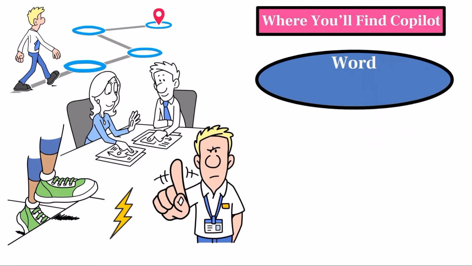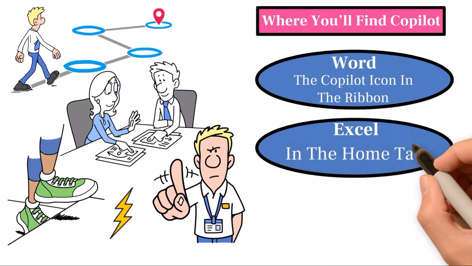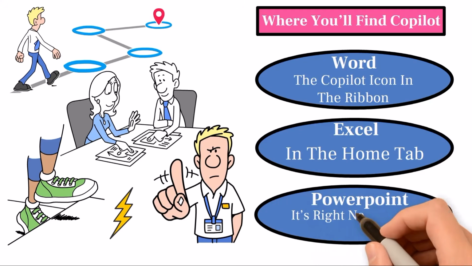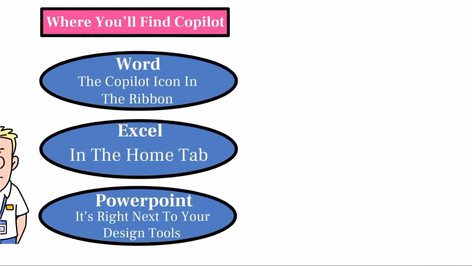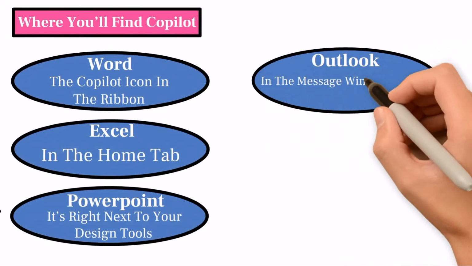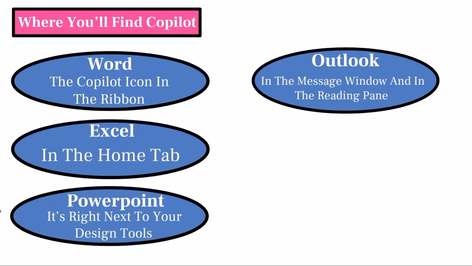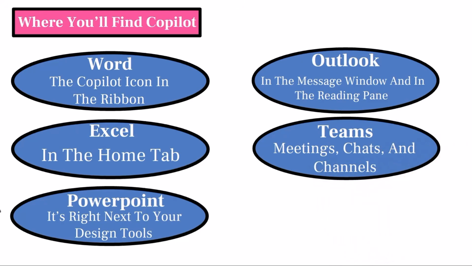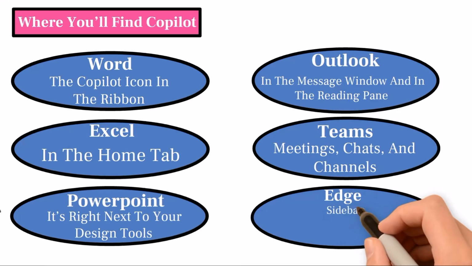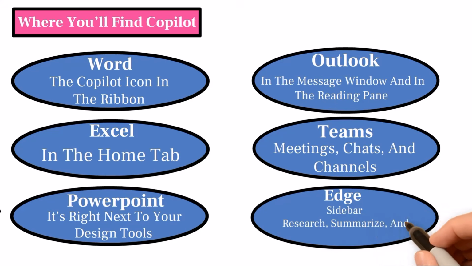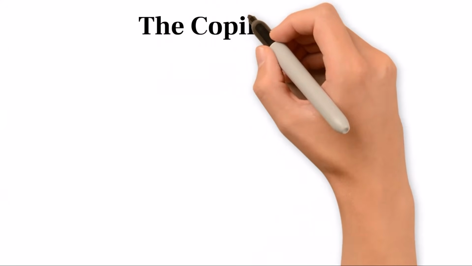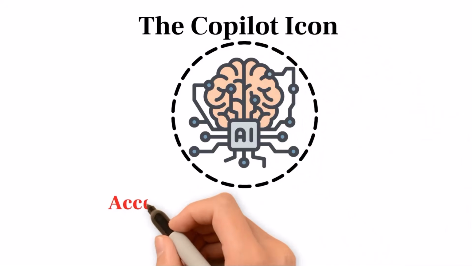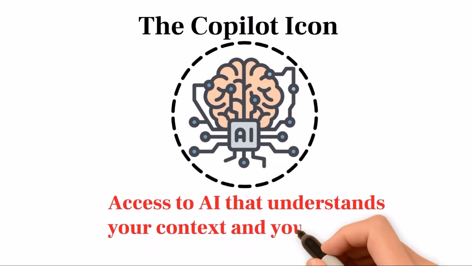In Microsoft Word, you'll see the Copilot icon in the ribbon. In Excel, it appears in the Home tab. In PowerPoint, it's right next to your design tools. And in Outlook, it shows up in the message window and in the reading pane. In Microsoft Teams, it's integrated into meetings, chats, and channels. And in Edge, it's available as a sidebar that can help you research, summarize, and explore information from the web. Wherever you see the Copilot icon, you have access to AI that understands your context and your content.